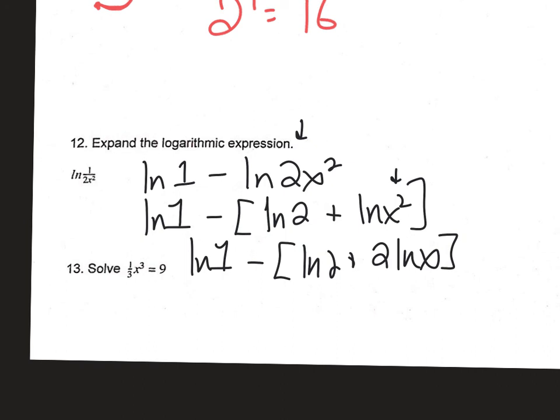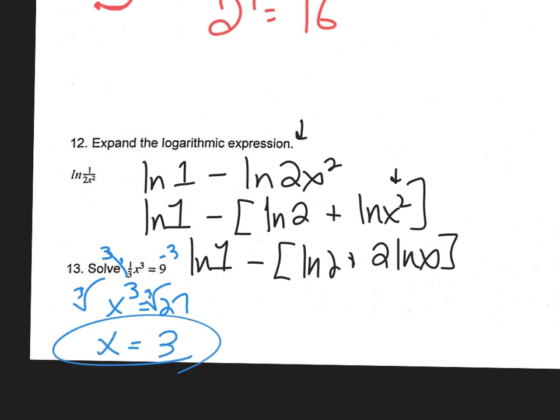All right, last one, finally. Solve that equation. I'm going to start by multiplying both sides by 3, which cancels the fraction, so I get x cubed is 27. Now, because it's x cubed, I'm going to take the cube root of each side, which is x. The cube root of 27 is 3, and that's it.